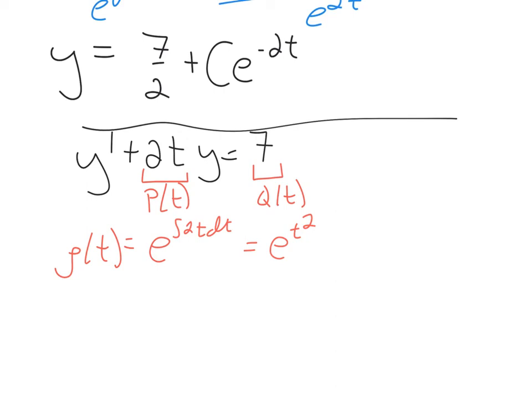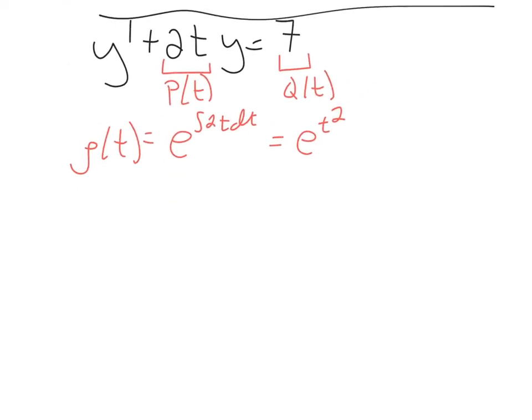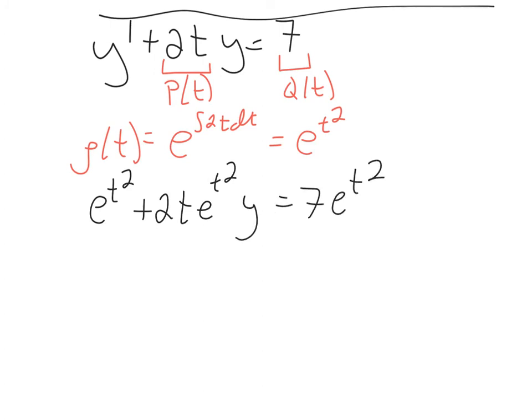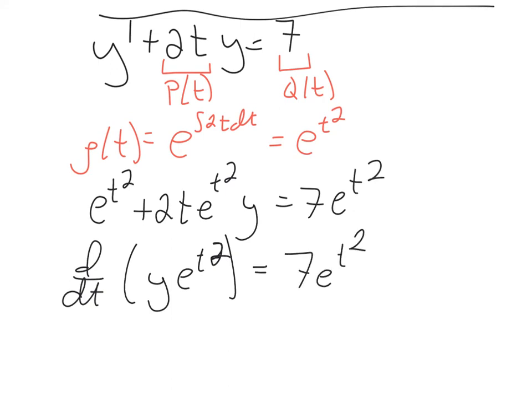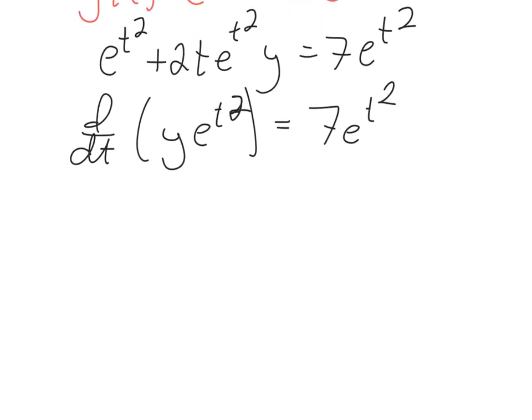And multiplying both sides by the integrating factor leaves me with e to the t squared y prime plus 2t e to the t squared y equals 7 e to the t squared. Recognizing the product rule, remember, we set up the integrating factor so the product rule happens this way every single time. There's no way to flub that up. It's wonderful. Integrating both sides.